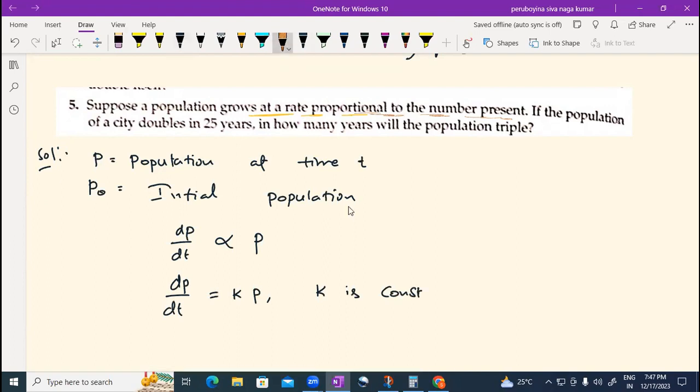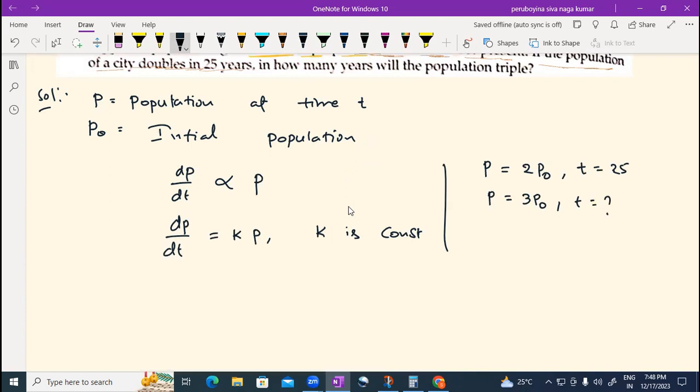Then what did we say? If the population of a city doubles in 25 years, the population will be double, p will be 2p naught, at a time of 25 years of duration. How many years will the population be triple? So how many years until the population is triple? The time is what? This is the question.